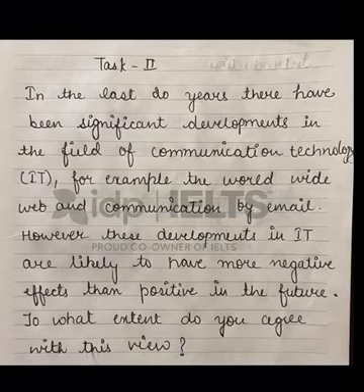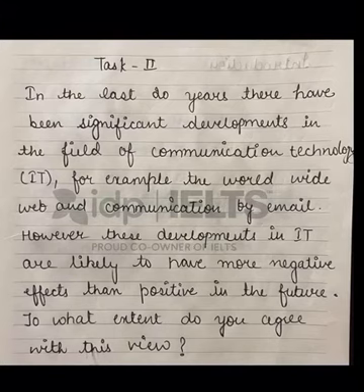Right, so let me explain the topic first. The topic is saying that in the last 20 years there have been significant developments, right? Huge advancements are being made in the field of communication technology, meaning information technology, through which we are interacting worldwide. The examples they have given are the World Wide Web and communication by email. So we have to write about the negative developments, right? They have asked whether these developments have more negative effect than positive in the future. Do you agree? If yes, then to what extent do you agree with the statement?